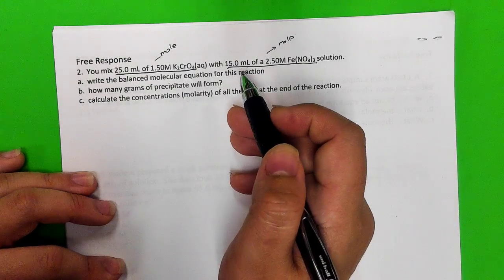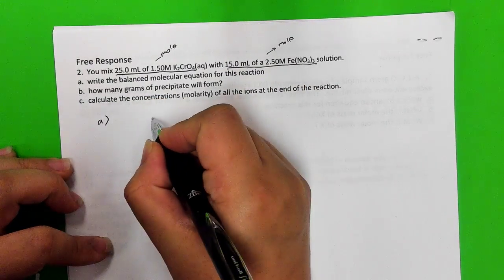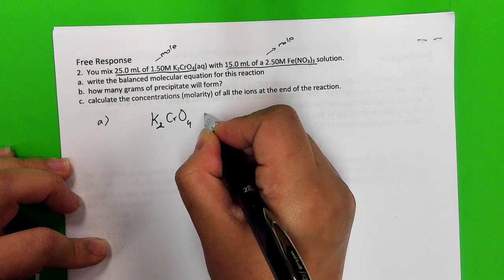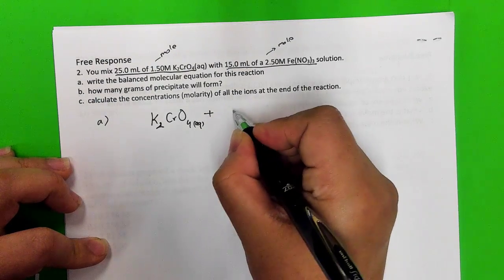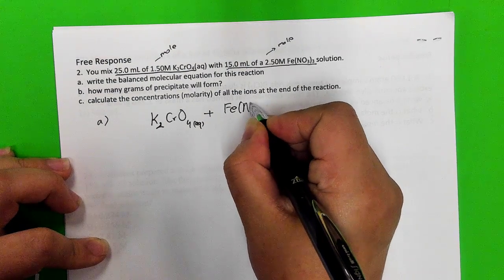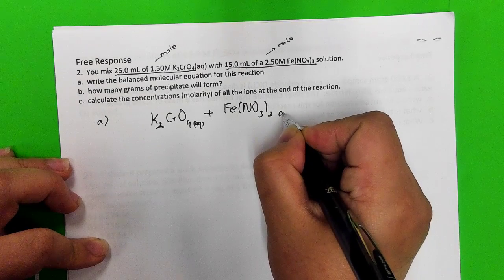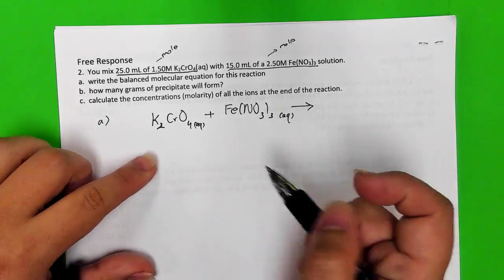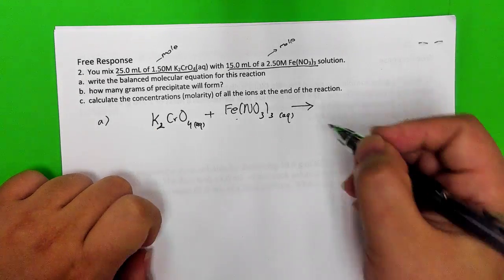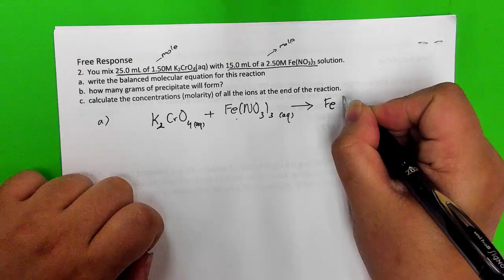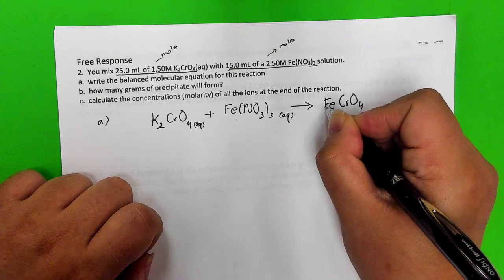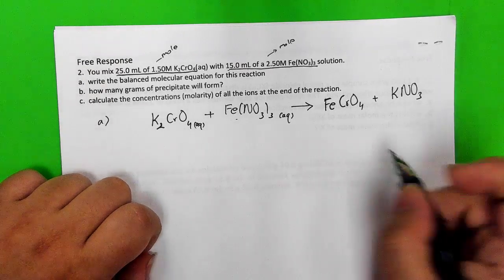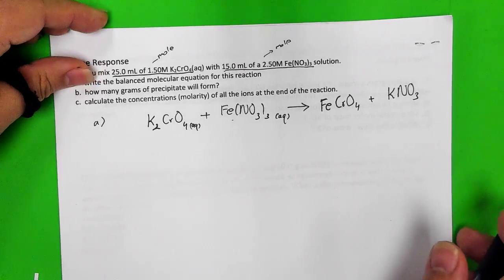First step, write the balanced chemical reaction. Part A. K2CrO4 (aq) plus Fe(NO3)3 (aq). This is going to be a double displacement reaction. We're just going to switch K and Fe, so Fe goes with CrO4, and K goes with NO3. Now please don't balance yet. You're going to look at the charges first.